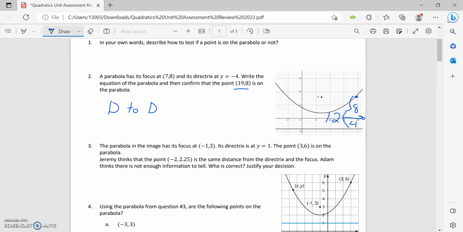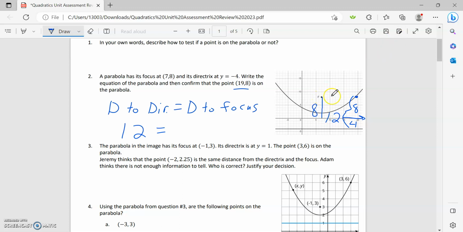Distance to directrix must equal the distance to focus. Okay, so the distance to the directrix is 12. Does that equal the distance to the focus? Well, the focus is also at a point 8 units up off the x-axis. So the distance up here is 8.